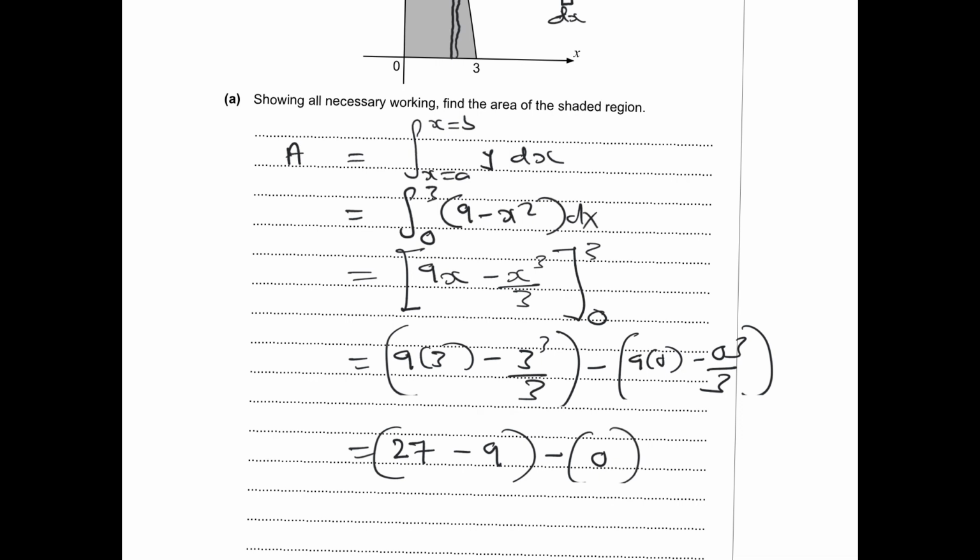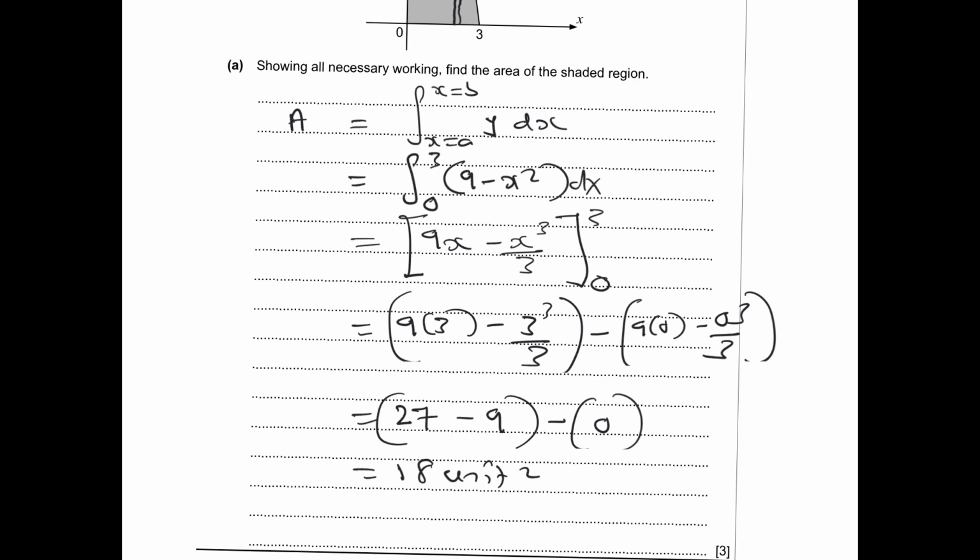All right, so what do I have? 27 minus 9, I'll get 18 units. Now that should be units squared, because we are looking for that area here.